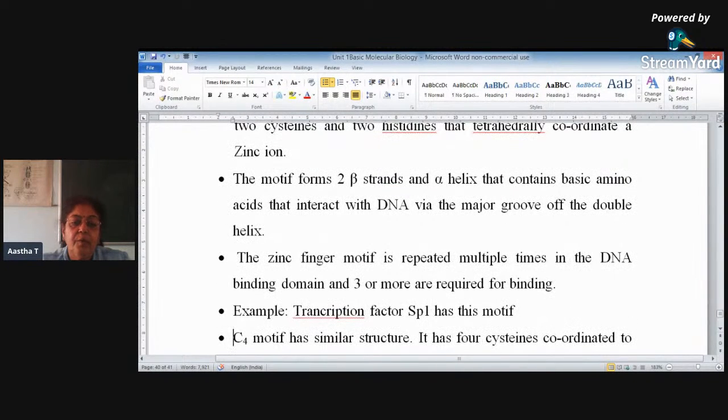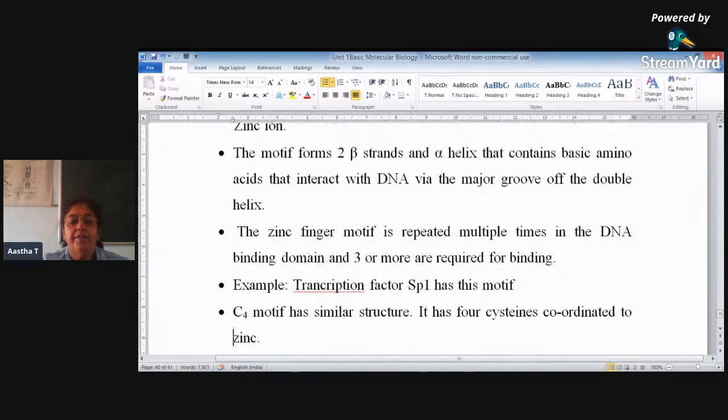The zinc finger motif is repeated many times in the DNA binding domain. It is present at many places, and 3 or more are required for binding. So at a time, to bind the DNA, 3 or 4 zinc finger motifs are required. What is the zinc finger motif? 2 cysteines, 2 histidines, zinc in the middle, and there is a sequence of 12 amino acids.